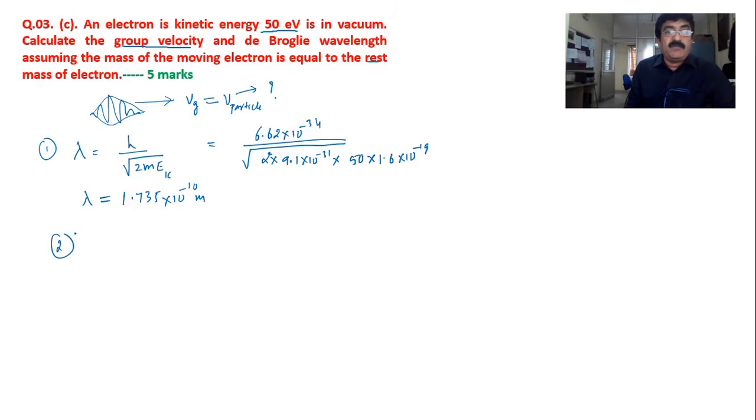Next, actually we want velocity, group velocity. Dear students, you know lambda is equal to h by mv.